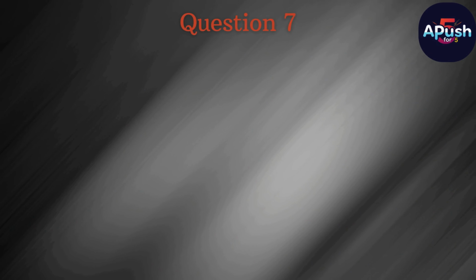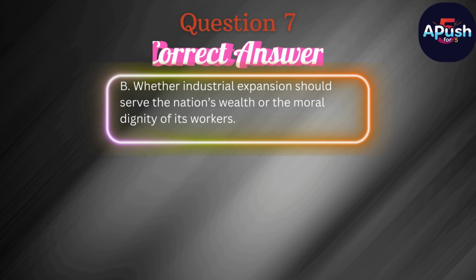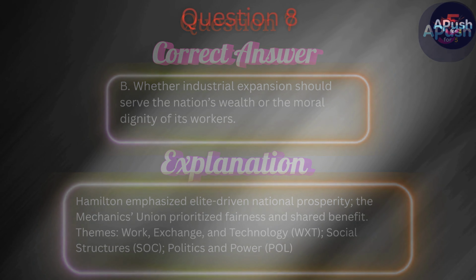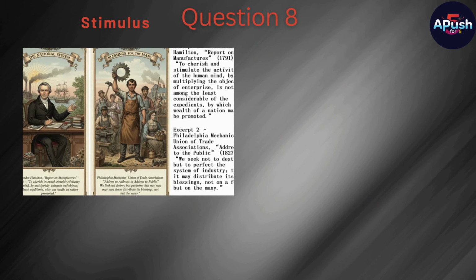The correct answer is B. Whether industrial expansion should serve the nation's wealth or the moral dignity of its workers. Hamilton emphasized elite-driven national prosperity. The Mechanics' Union prioritized fairness and shared benefit. Question 8. Stimulus. See image.